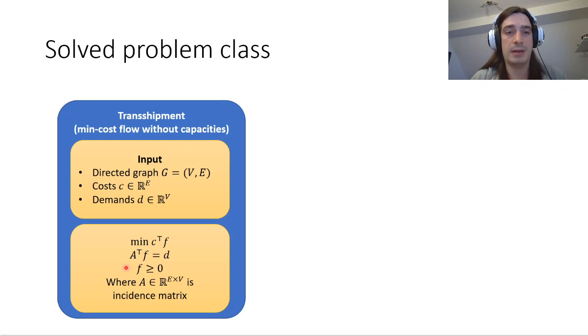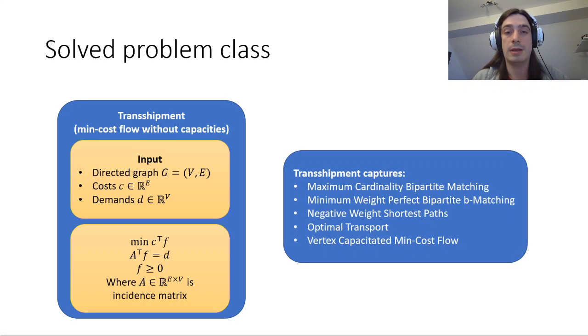All right. And this transshipment problem is quite general, so it captures a lot of other graph theoretic problems such as maximum cardinality matching or minimum weight perfect b-matching, both on bipartite graphs. But it also captures negative weight shortest paths, optimal transport, and vertex capacitated min cost flow. So we have an algorithm for all of these graph problems.